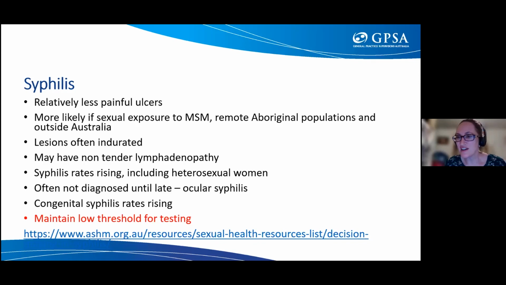And it's often not diagnosed until late. So we're seeing a lot of ophthalmologists picking up syphilis because people are presenting with funny visual changes. At this year's sexual health conference, there was a presentation of a syphilis glomerulonephritis. So it's one of those great mimickers, and having a really low threshold for testing is very important. And very sadly, we are seeing congenital syphilis rates on the rise in Australia. So really maintain a low threshold for testing. Now, syphilis serology is one of those things that it doesn't matter how long I practice sexual health for.